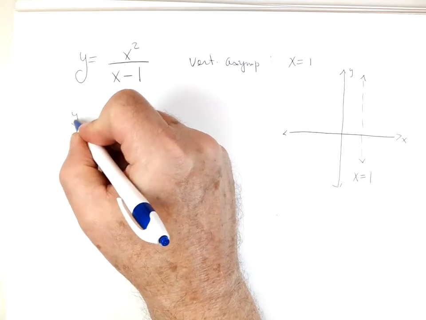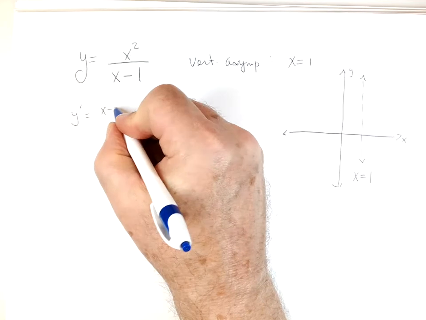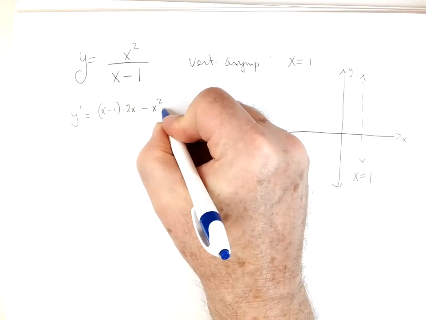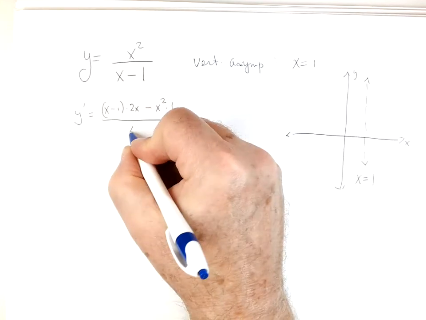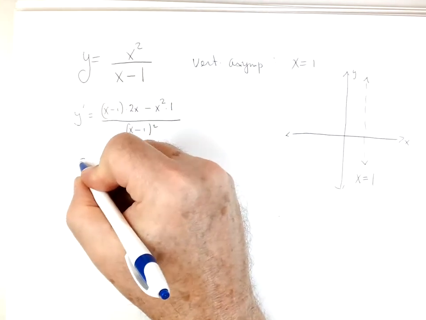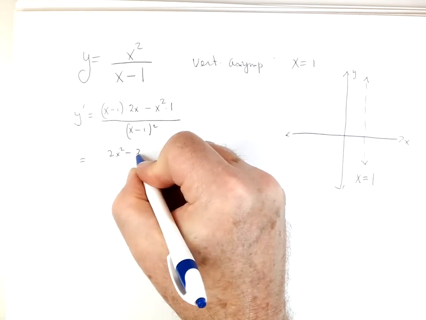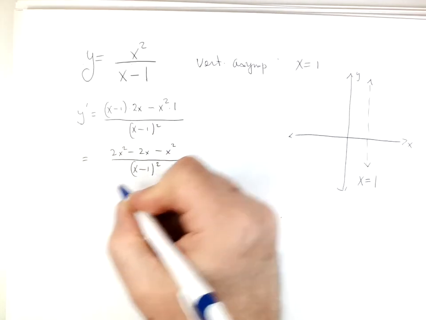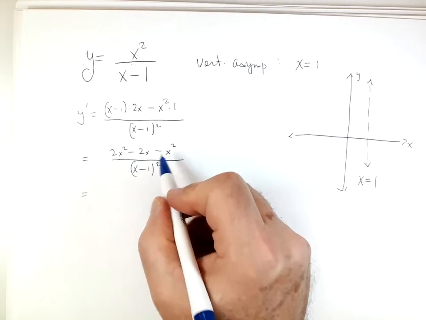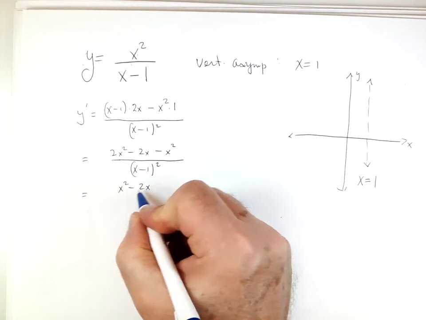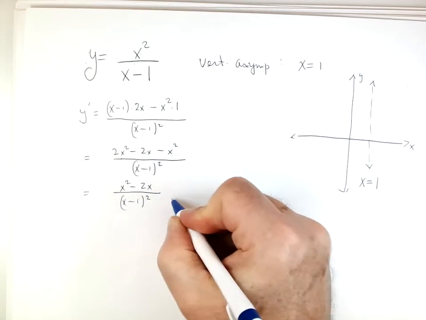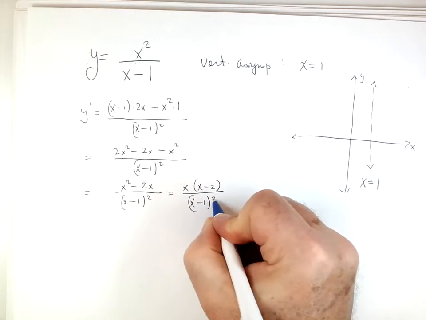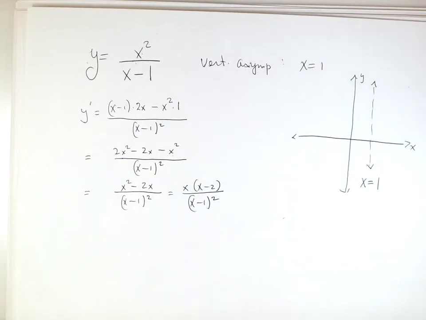Let's take that first derivative. Denominator times derivative of the numerator, minus numerator times derivative of the denominator, all over denominator squared. We'll get 2x squared minus 2x minus x squared over (x minus 1) squared. 2x squared minus x squared is x squared minus 2x over (x minus 1) squared. And that's x times (x minus 2) over (x minus 1) squared. This is everything we need, though.